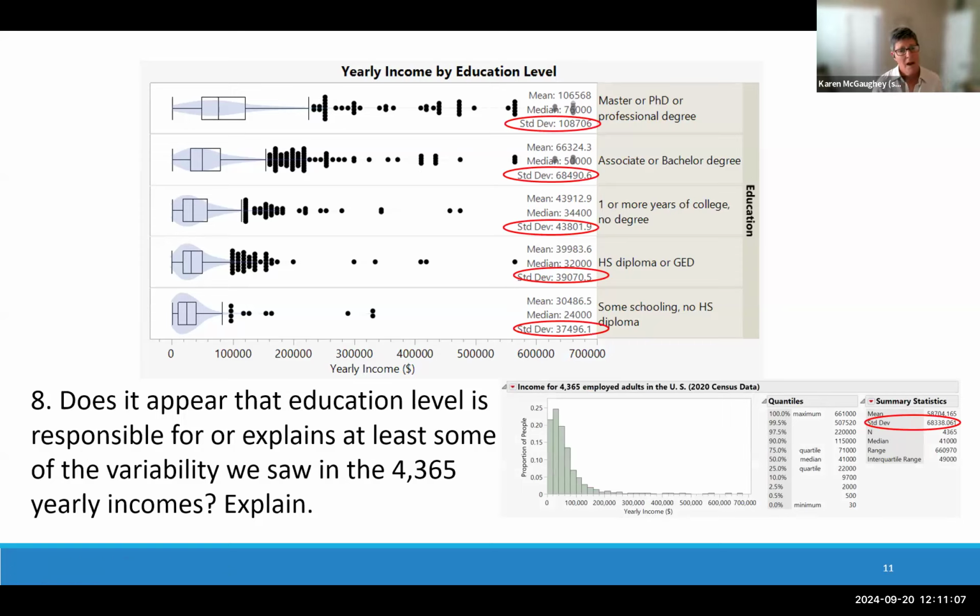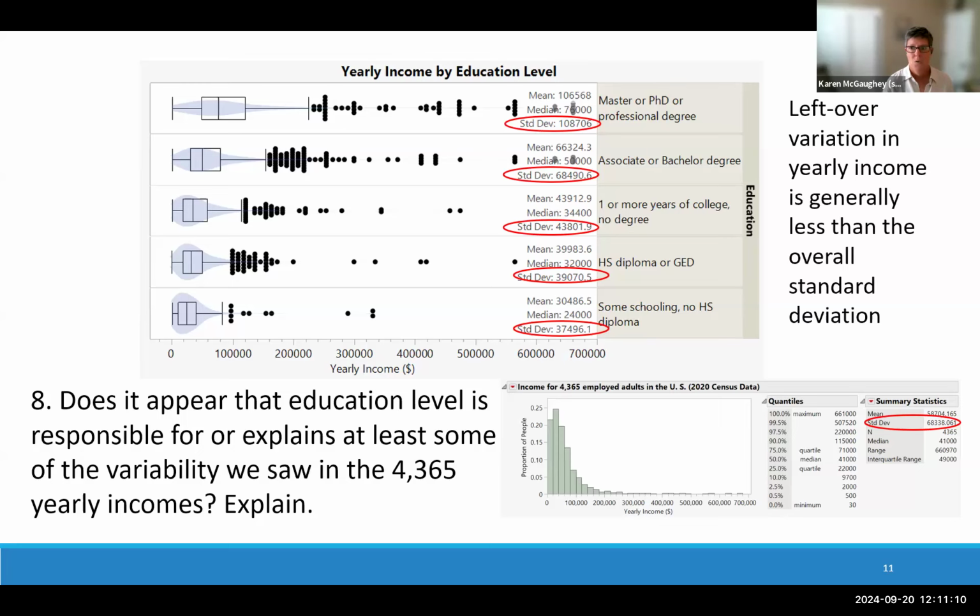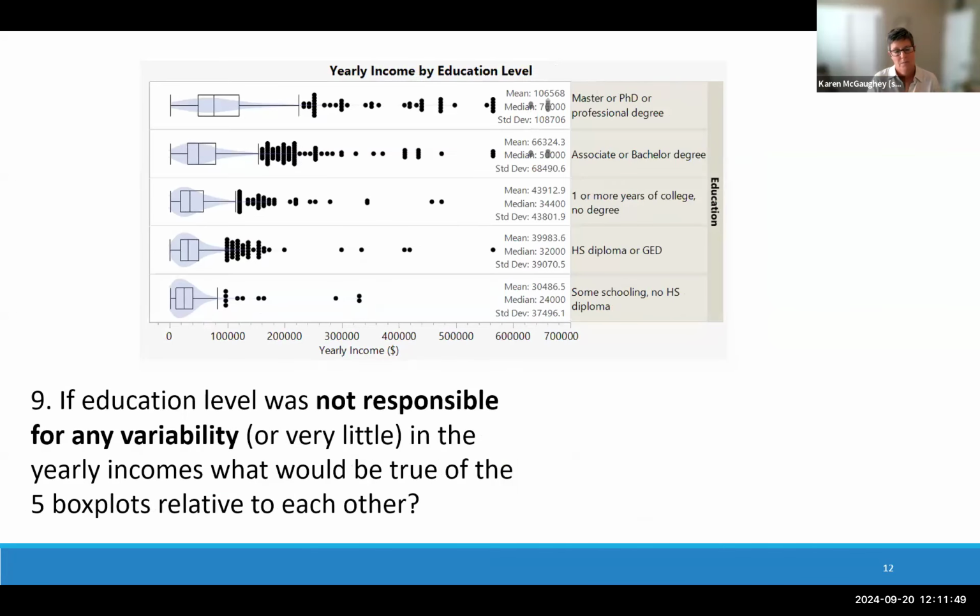And say, well, after we account for education level, the leftover variation in yearly income is generally less than the overall standard deviation. So certainly in one of the groups, the master's degree, the variation is actually much bigger. But in general for these other 4 education levels, the standard deviation inside that education level group goes down, which is an indicator that this variable might be explaining at least some variability in those yearly incomes.